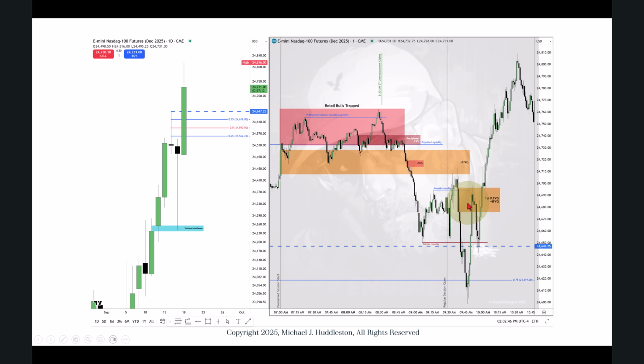This is the first presented fair value gap. I'm showing with the volume imbalance here, and there's a small little volume imbalance in there. Project that forward. We trade through it, come back down, use it as a discount array, and then sends it higher.